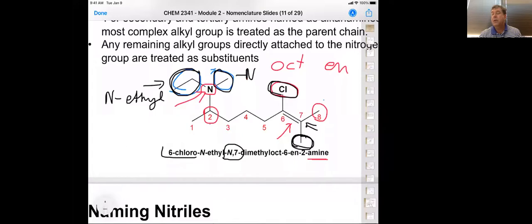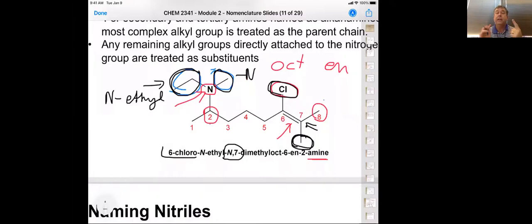6-chloro-N-ethyl-N,7-dimethyloct-6-ene-2-amine. Okay. Now, do we have stereochemistry? There's a question in the chat room about cis and trans. All right, what's the rule on cis and trans?